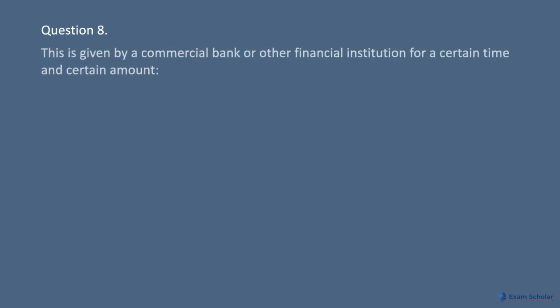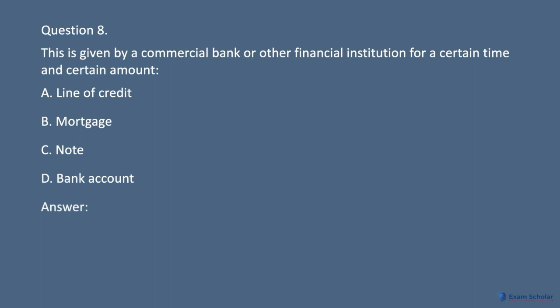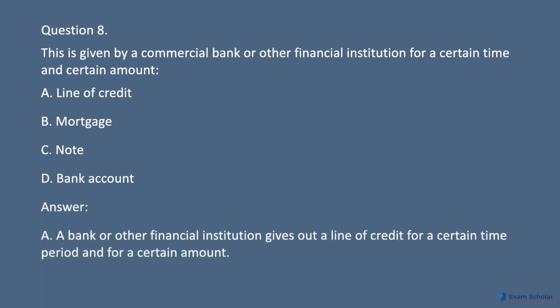Question 8. This is given by a commercial bank or other financial institution for a certain time and certain amount. A. Line of credit, B. Mortgage, C. Note, D. Bank account. Answer. A. A bank or other financial institution gives out a line of credit for a certain time period and for a certain amount.